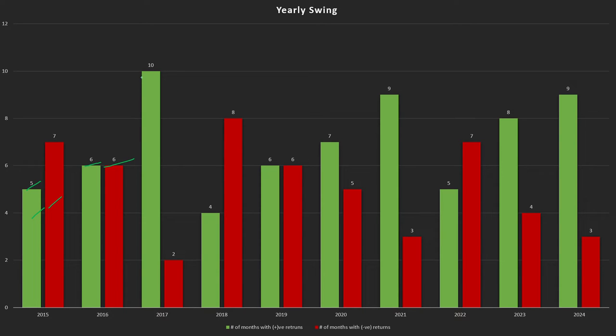But 2017 was a very good year for the sector with 10 out of 12 months gave positive return. 2018 was not so good with only 4 positive returns. 2019 is average with 6 positive, 6 negative returns. 2020 was okay with 7 positive returns. 2021 was very good with 9 out of 12 months giving positive returns. 2022 was not so good with only 5 months gave positive returns in the sector.